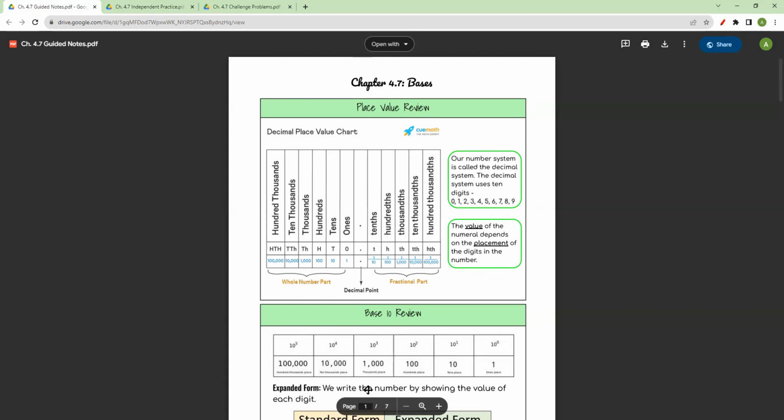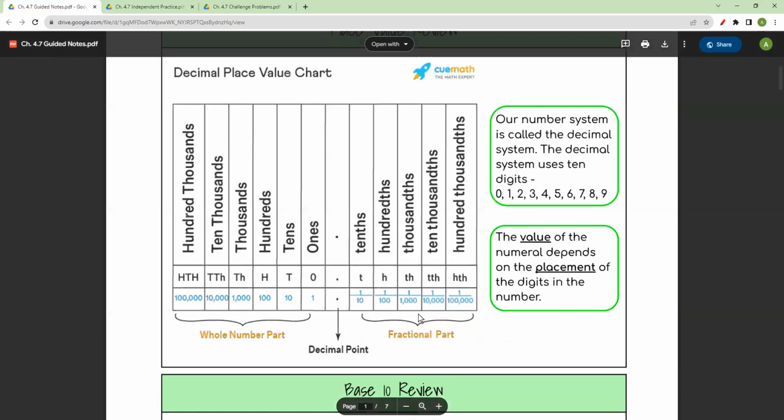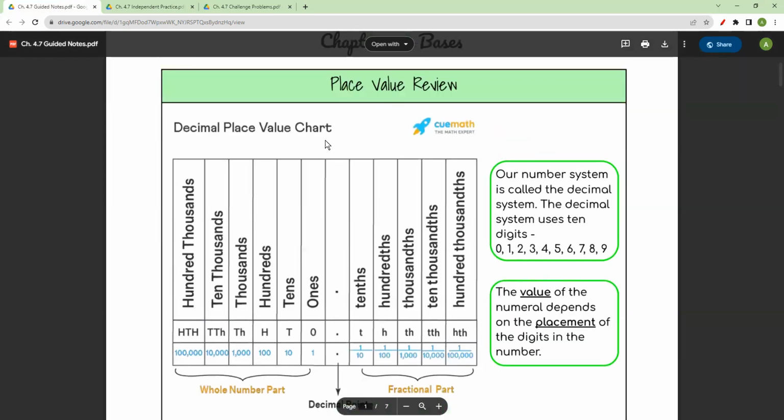So this is a decimal place value chart. There are different number systems that different cultures use, both today and in the past. We're going to look at that on the next slide. But we use a number system called the decimal system. This isn't new to you. All of this information shouldn't be new. The decimal system that we use uses 10 digits, so we use 0 through 9.